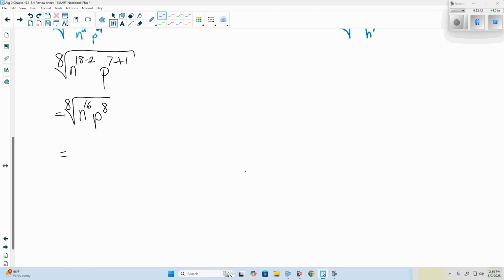How many groups of 8 can we take out of 16? 2. So it's going to reduce to n squared. How many groups of 8 can we take out of 8? Now technically the correct answer would be n squared absolute value of p, because we need that value of p to be positive. We can't take an even root and get a negative. But our variables could be positive, negative, or 0. So since p is to the first power, if p was negative, without those absolute value bars, it would come out being a negative value. We put those absolute value bars in to offset it.